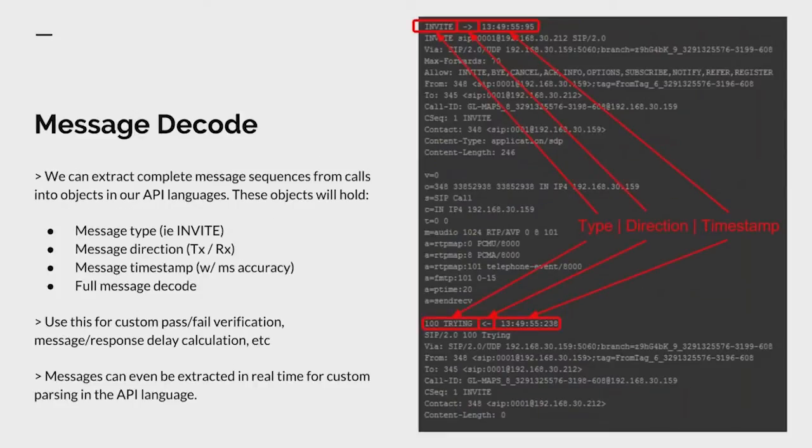One of the new features that we've added to the API, in addition to just the new languages, is that we now offer complete message decode through the API. So every message we transmit or receive at the state machine level, we can now send the entire contents of that message up to the API level script. The API script will hold that message in an object, a message object, which has 4 fields: message type, message direction, message timestamp, and then the full decode.